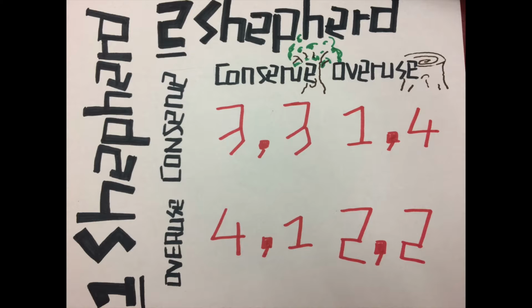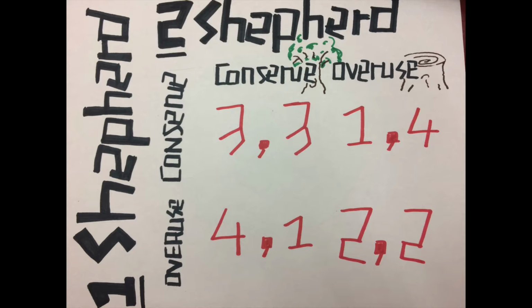Using these numbers, let's analyze the following game matrix. If shepherd 1 chooses to conserve the field, shepherd 2 can either conserve and receive a payoff of 3, or overuse the field and receive a payoff of 4. Knowing this, he will choose to overuse the field. However, if shepherd 1 chooses to overuse the field, shepherd 2 can either conserve and receive a payoff of 1, or overuse the field and receive a payoff of 2. So we can see here that regardless of what shepherd 1 does, shepherd 2 has a dominant strategy to overuse the field, because he'll always receive a higher payoff for overusing the field.